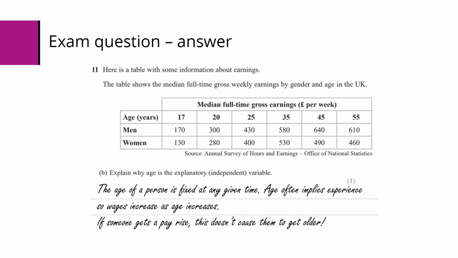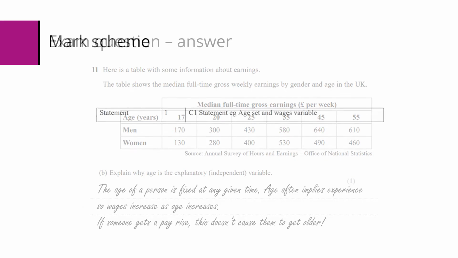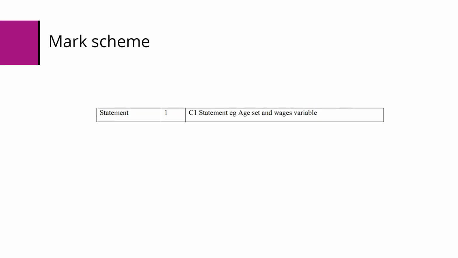One way you might like to describe that is by saying that the age of a person is fixed at any given time, and age often implies experience. So wages are going to increase as age increases. If you think about the alternative, if somebody was to get a pay rise, this doesn't then cause them to get older. It's not that way around. The mark scheme essentially says a statement along those lines, that the age is set and it's the wages that vary depending on the age.